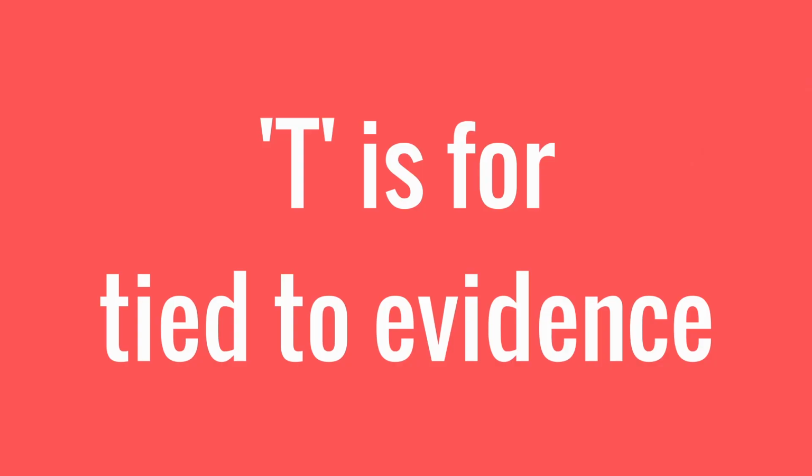And this leads into the T part of the S.T.I.C.K.S, which is tied to evidence. Every observation or comment or bit of feedback that is given to a teacher who has been observed needs to be tied back to something that is specific and observable. For example, this article talks about a teacher giving feedback to another teacher by saying, your classroom was very noisy during this observation lesson.